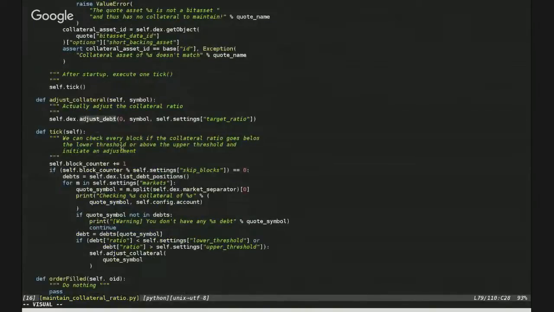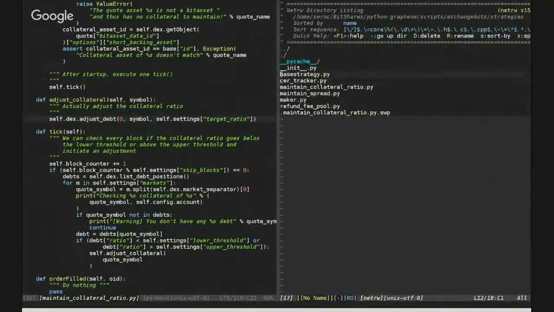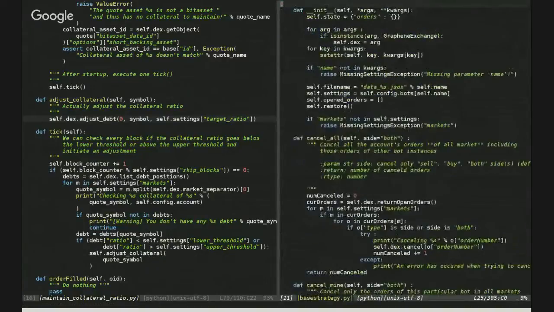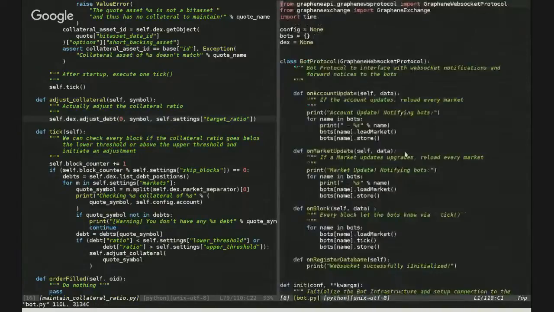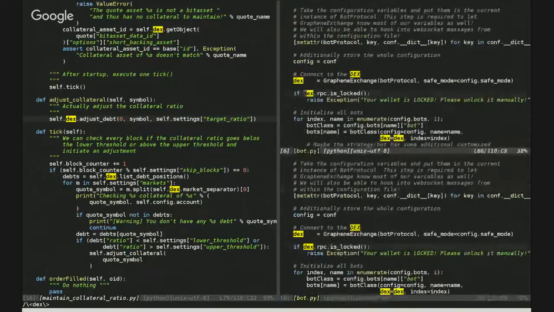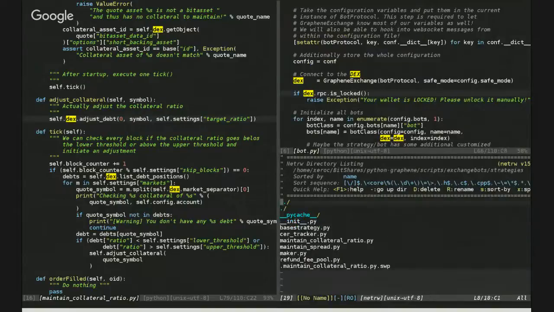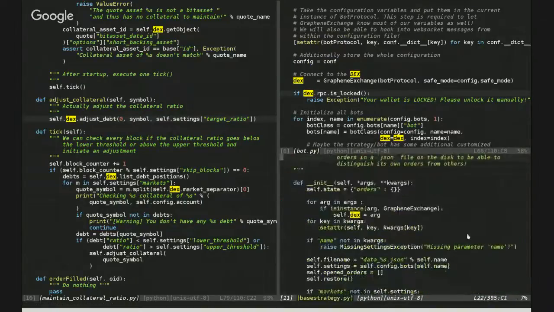This is something that is self.dex. We can take a look at what self.dex actually is. No, it's not over here. In the bot here. And you can see that this DEX will be handed over to the base class as dex is dex, and given to the base strategy. It looks a little ugly, but here it is. Self.dex is actually an instance of Graphene Exchange.